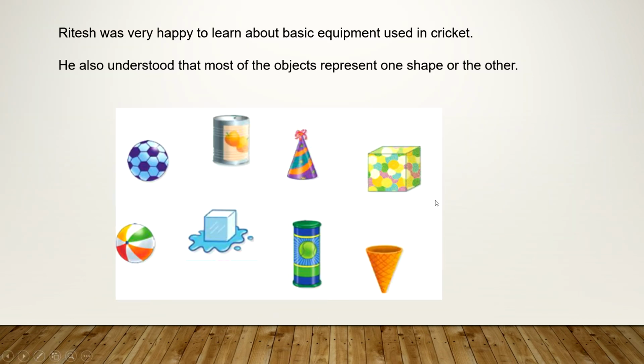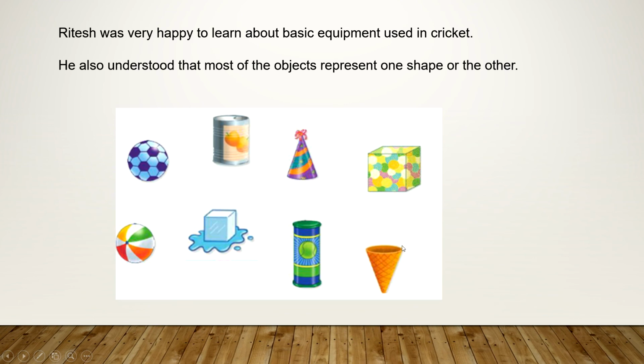And here are some more shapes. You could see this gift packing. So this is a cuboid shape. Here the cap represents a cone. This container represents a cylinder. It has two flat faces, one upper and one down. This football represents a sphere.